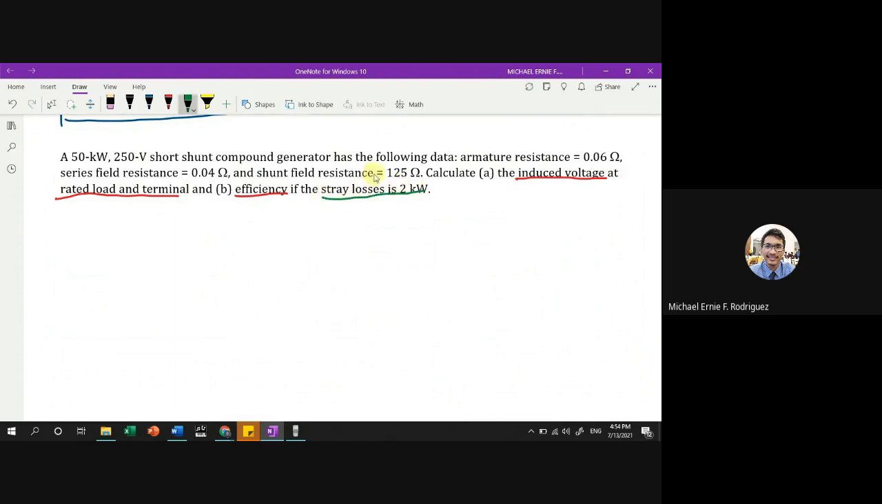So, ang given natin for this, drawing muna natin yung figure natin for a short shunt compound generator. So, kapag short shunt siya, okay, pag short shunt, check ko lang saan yung short shunt natin dito.